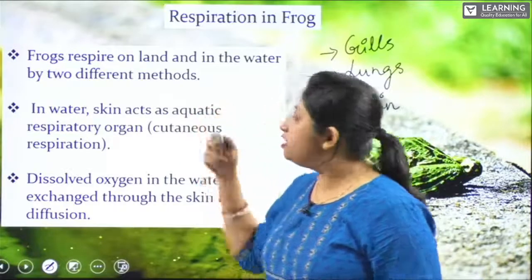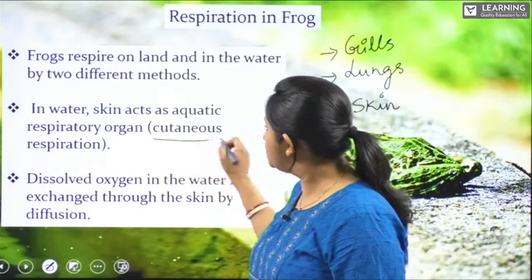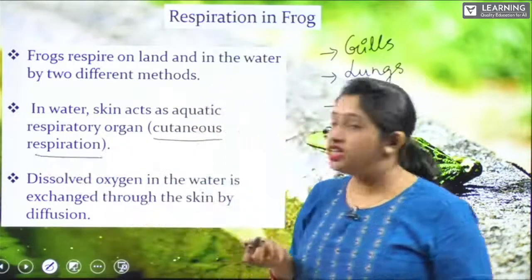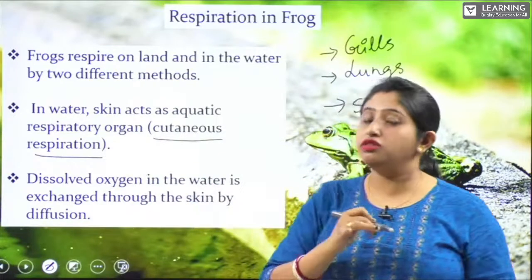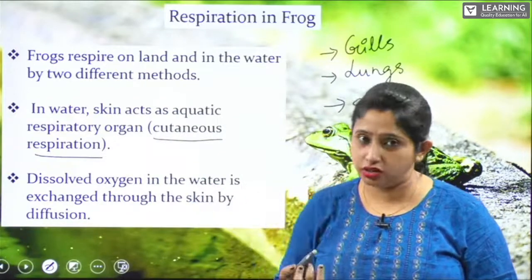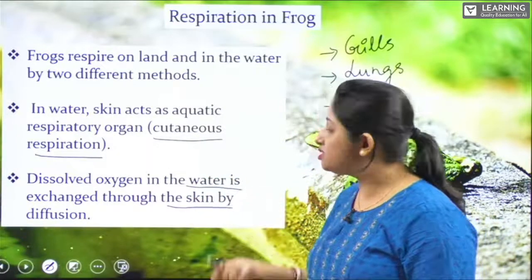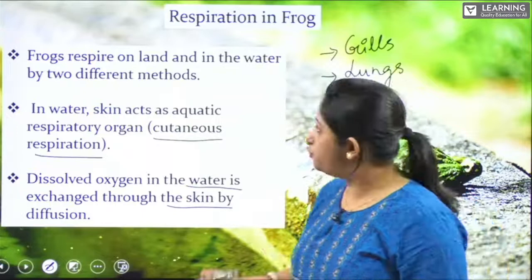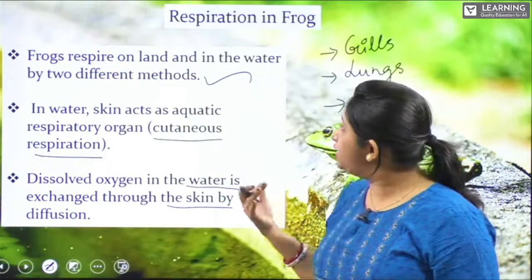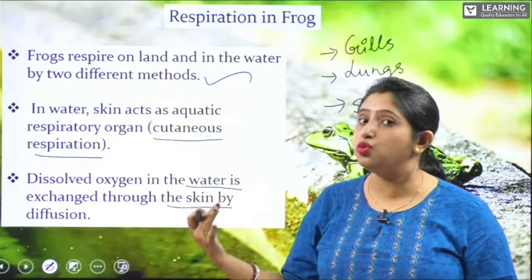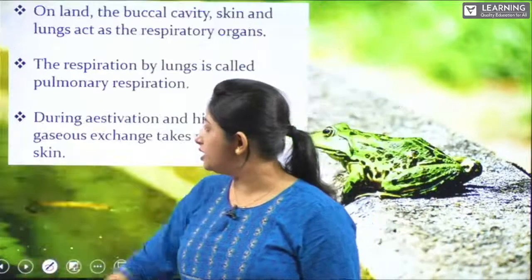So in the water, they use the gills or the skin as the aquatic respiratory organ, that is known as the cutaneous respiration. And from the water, they use the dissolved oxygen, okay? The oxygen that is dissolved in the water is exchanged through the skin by the process of diffusion. So they use two methods. In the land they use the lungs, and in the water they can use the gills and the skin.